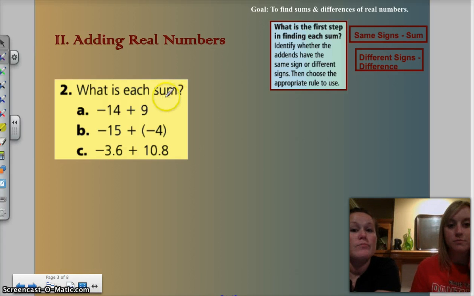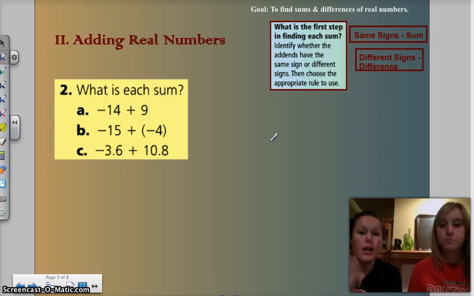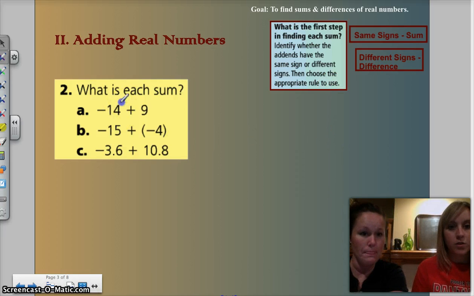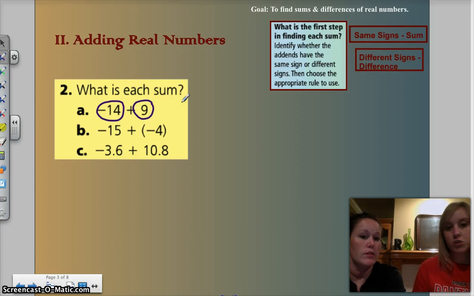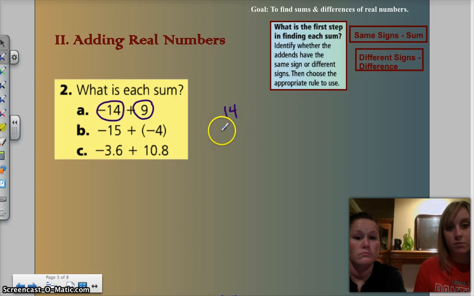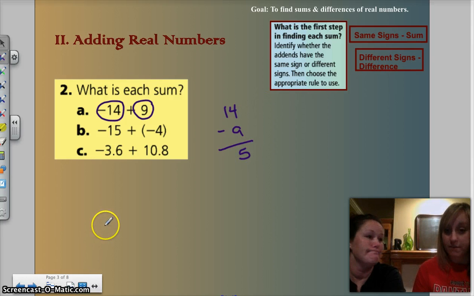I'm stressed. Okay, so what's the first step in finding each sum? You have to identify whether the addends, the things you're adding together, have the same sign or a different sign, and then choose the right rule. We've got the rule in the right-hand corner for you. Here I see a -14 and a +9. They have different signs. Take the absolute value of the biggest number, so it'd be 14. Subtract 9 from it, which is 5. Is my answer 5 or -5? It's -5, because the bigger number has the sign.